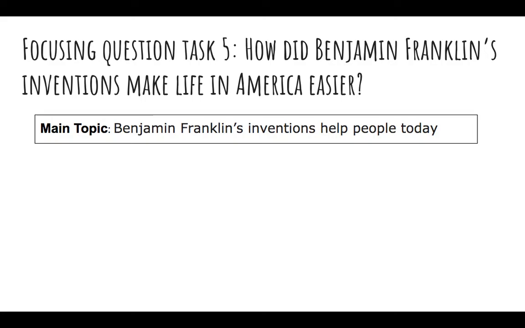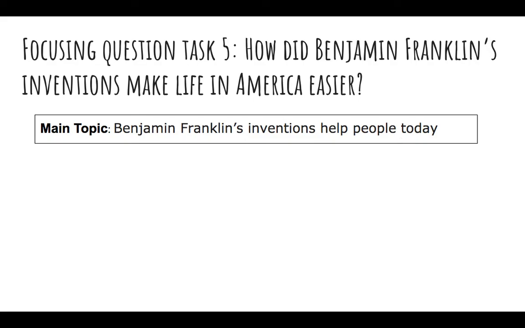Well, we came up with different ways how it makes our life easier, right? In our last lesson, we mentioned exactly in all the charts how it made our life easier. Just like with bifocals, I had the picture of the then and now, long ago, and then the picture of the bifocal showing near and far. That's how it helped us, and it still helps us today. So the main topic of Benjamin Franklin's Then and Now says, Benjamin Franklin's inventions help people today. Bam. That's our main topic.